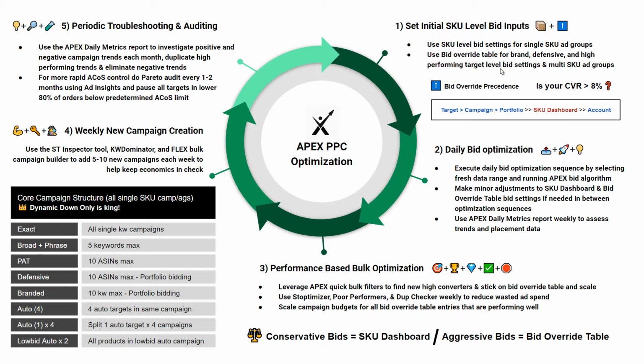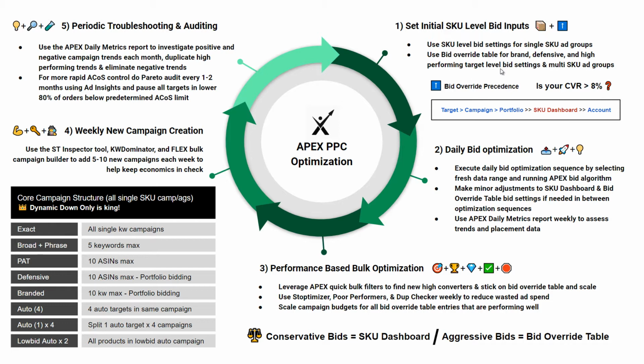But then the idea of the bid override table is to take advantage of more aggressive bidding. So your SKU dashboards are your more conservative bids, where you're trying to get more profitable conversions. Then on your bid override table, you pick off your top performing, top converting targets, campaigns, portfolios, things like that. You can group them different ways, but you pick those off and put them on the bid override table to balance out with more aggressive bidding.